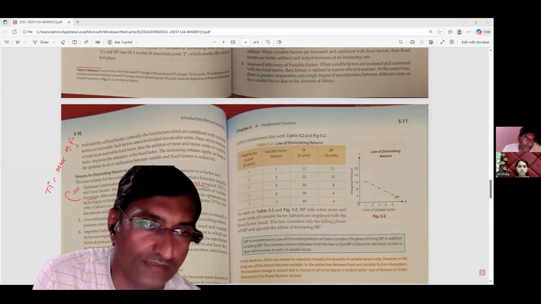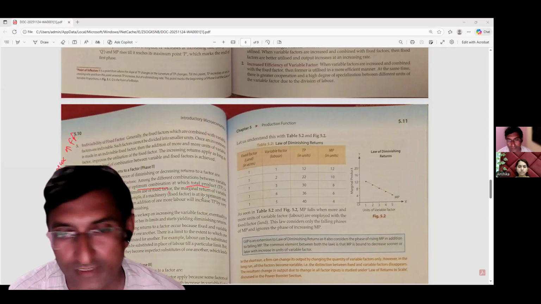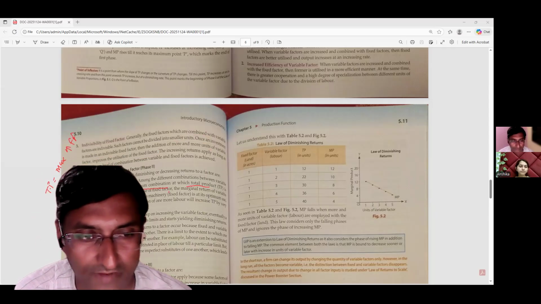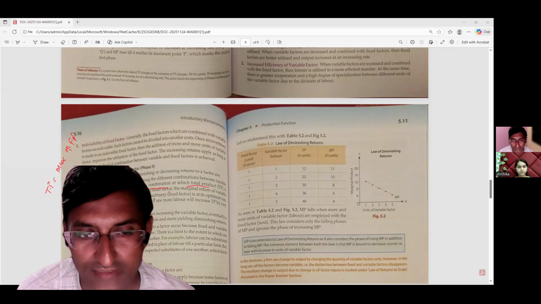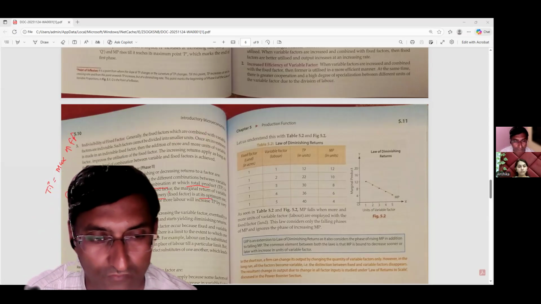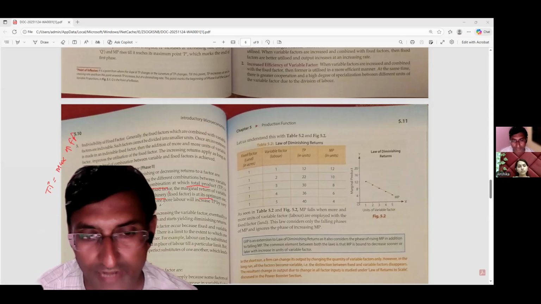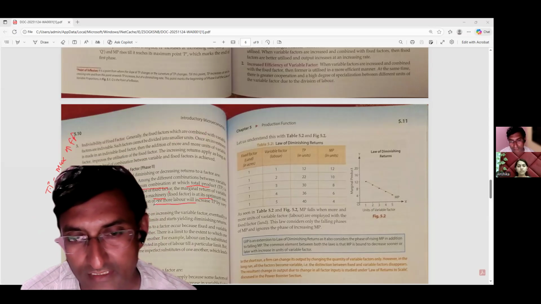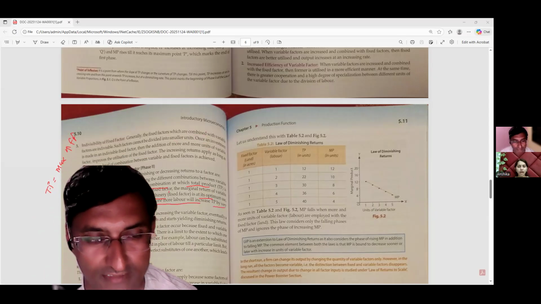After using of fixed factors, the marginal interest of variable factor begins to diminish. For example, if machinery is at its optimum use when 4 laborers are employed, an addition of one more labor will increase TP by a very small amount of MP and will start diminishing.